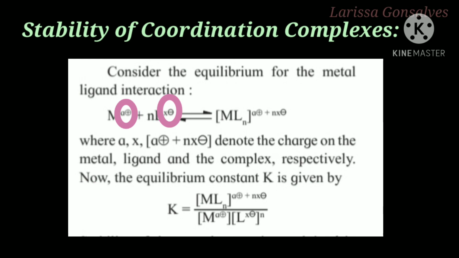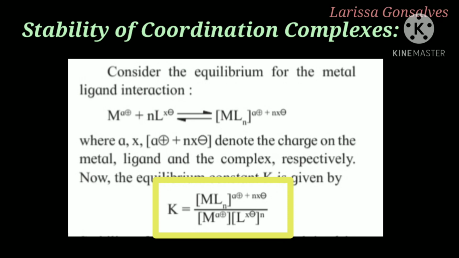The small letters a and x denote the charge on the metal, ligand and the complex respectively. Let us write the equilibrium constant, which is represented by capital letter K, for the above reaction. So K will be equal to, we know that whatever is there on the product side is written in the numerator and the terms which are present on the reactant side are written in the denominator.